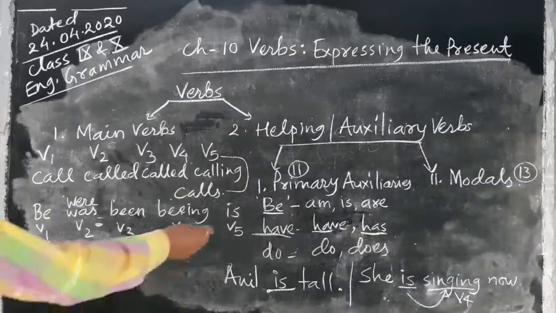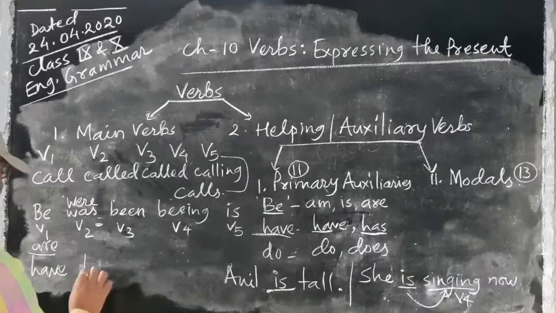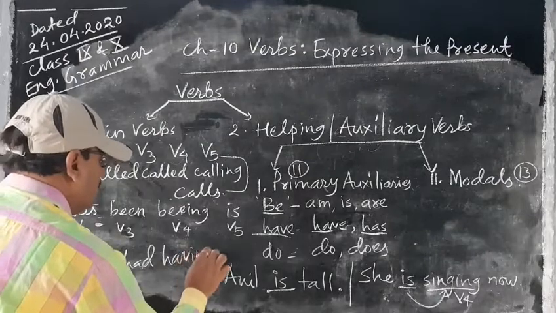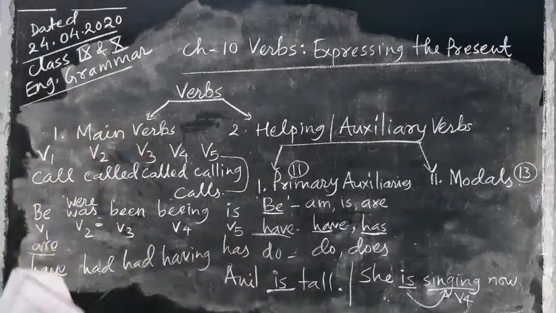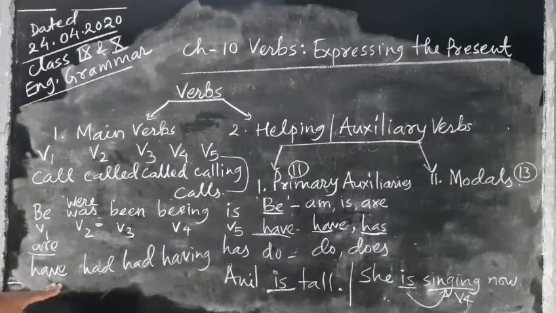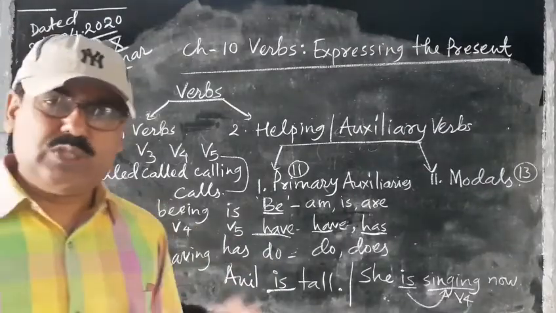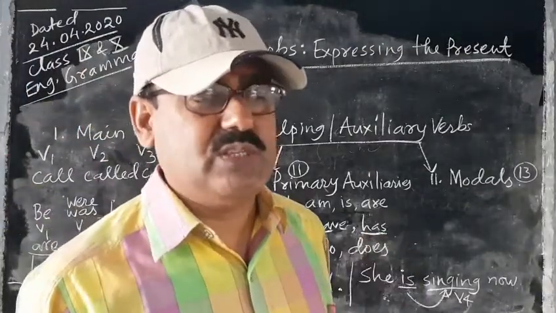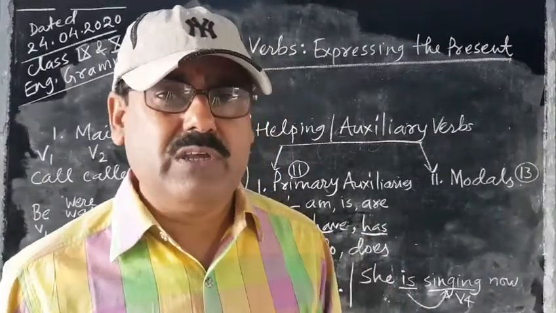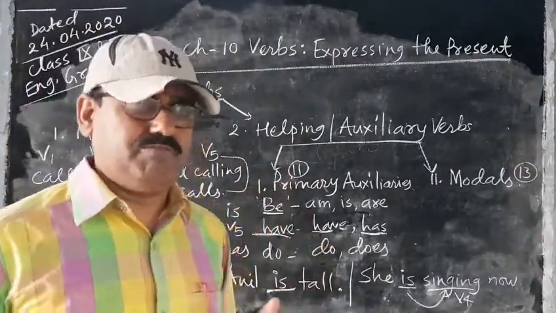The main verb forms of have will be have, having, has. These are the 5 different forms of the verb to have as a main verb. As a main verb, it shows possession. Have shows possession. For example, I have a pen. This means I possess a pen. So here its meaning is to possess something.